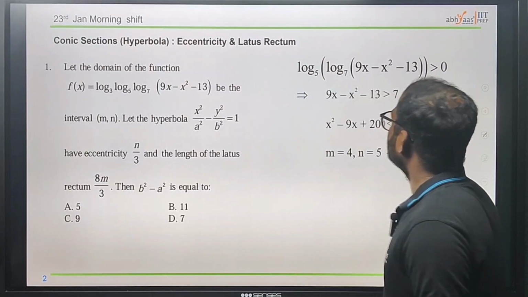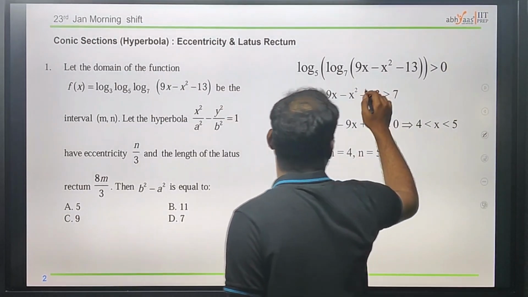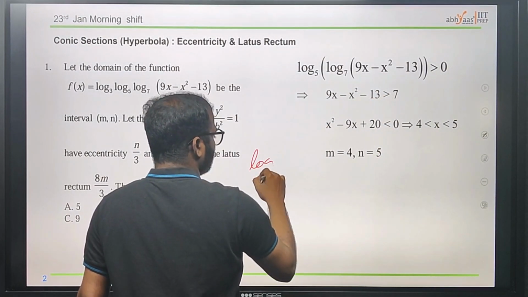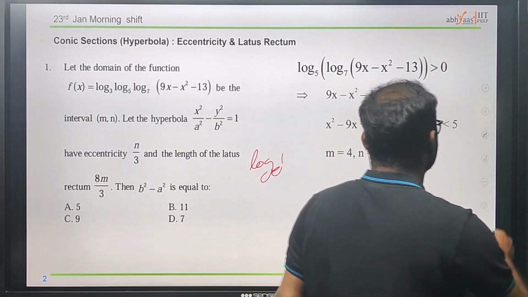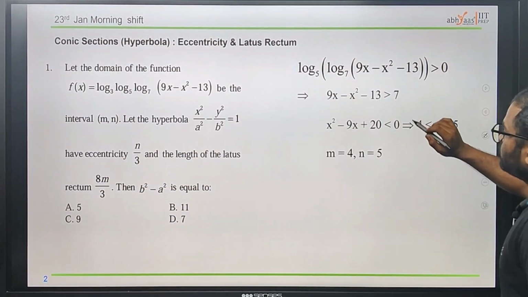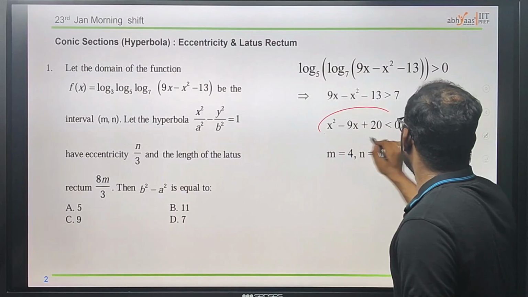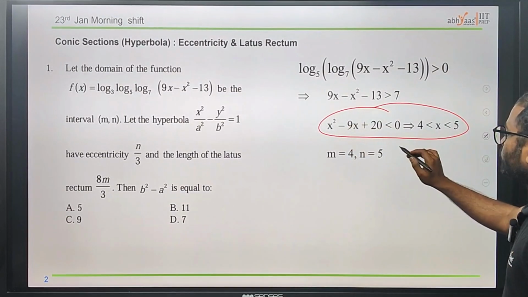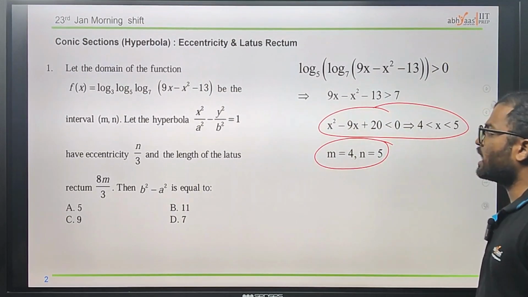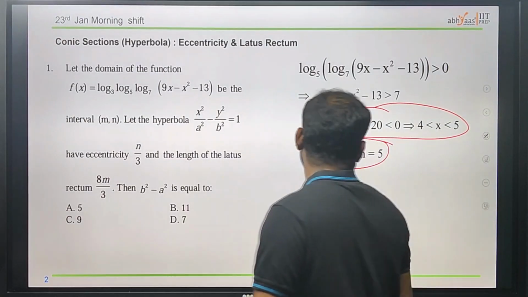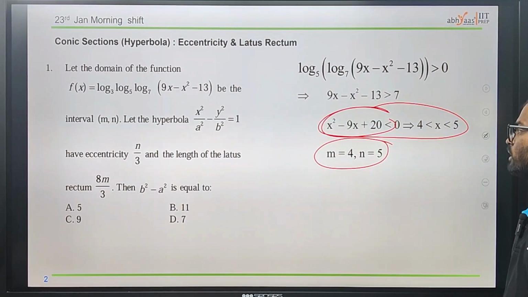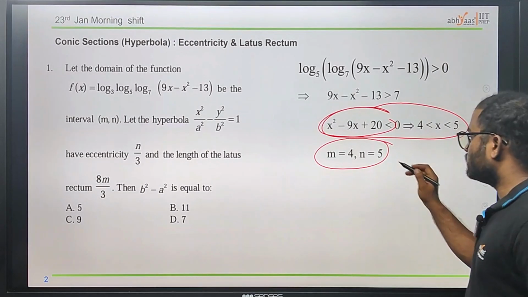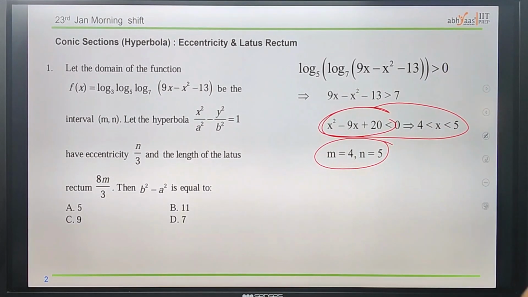I hope you understood. This has to be log base c, which is nothing but the 0 situation here. Now the next thing is to find the domain of this function. After that, we will get 4 and 5 as the m and n values. By finding the roots of this quadratic, we can easily find the m and n by using the inequality condition.